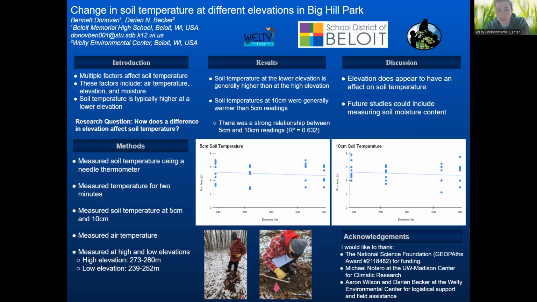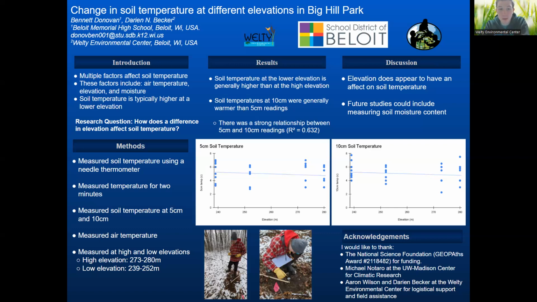Moisture affects the soil temperature. From other research I've read, I found that it does affect soil temperature. Elevation also affects soil temperature. This kind of goes with air temp, because at a lower elevation, air temp is typically higher.